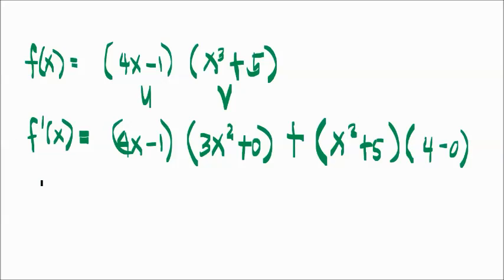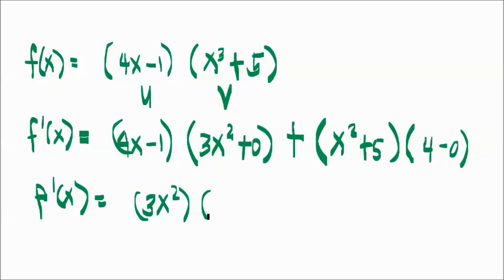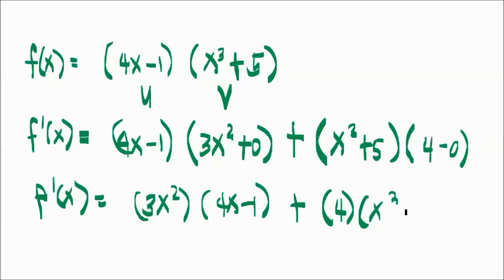Okay? Therefore, our derivative f prime of x is equal to 3x squared times 4x minus 1 plus 4 times x cubed plus 5. Okay. So from here, is it clear or do you have questions? You can ask questions now.